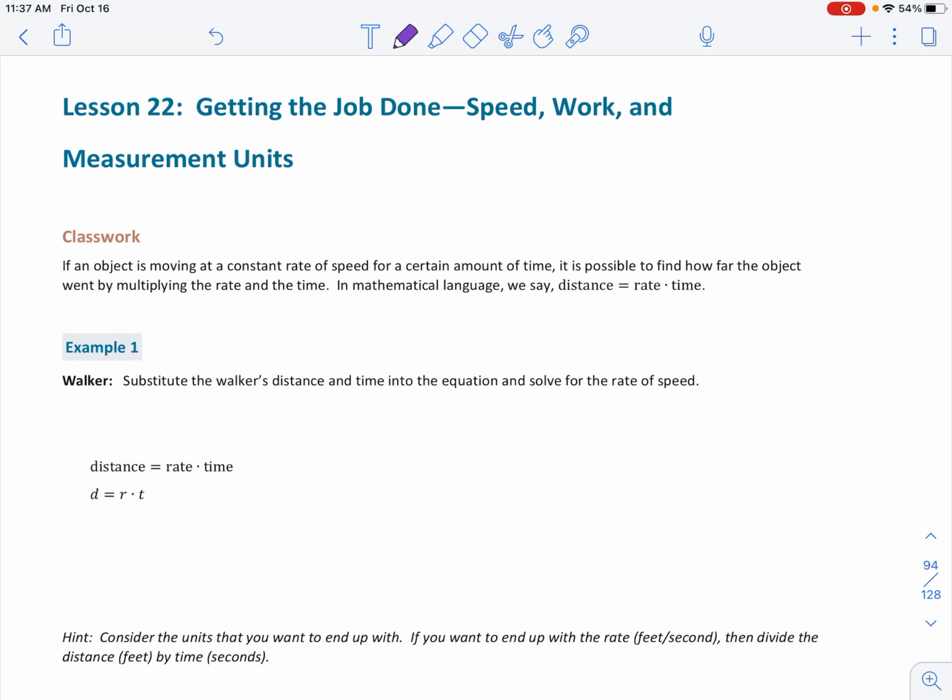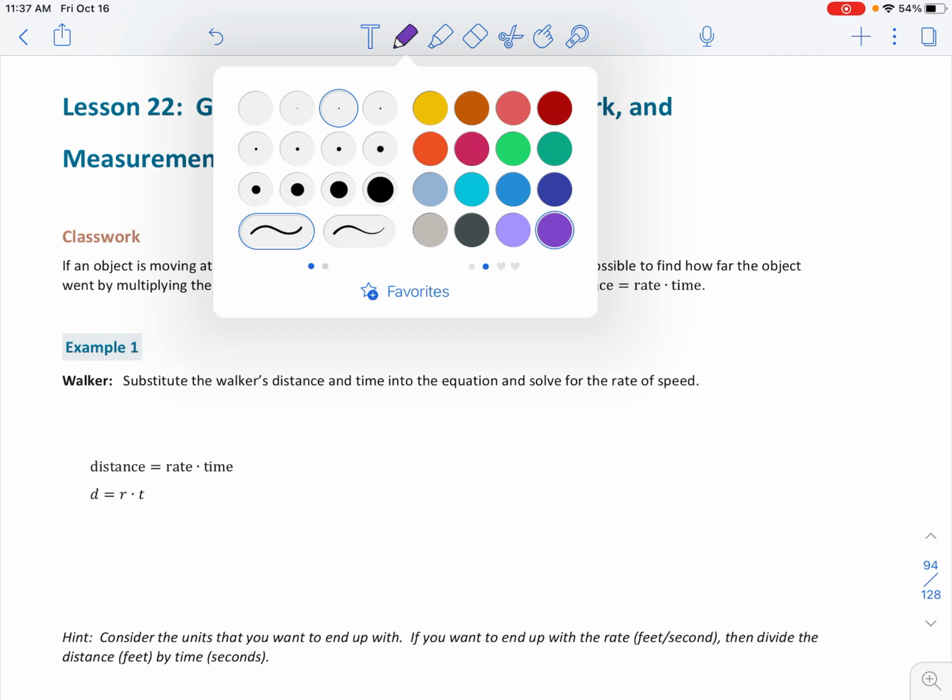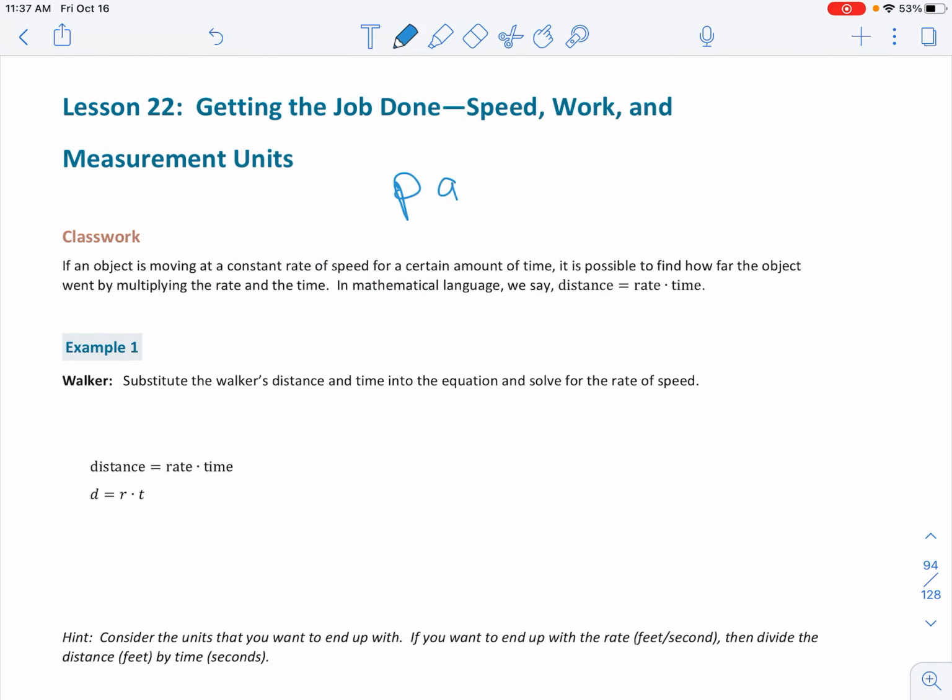Lesson 22, Getting the Job Done, Speed, Work, and Measurement Units. We are on page 113.